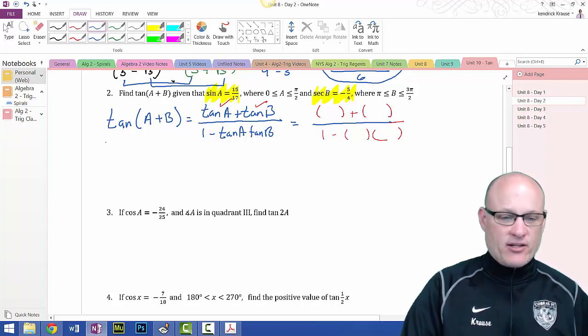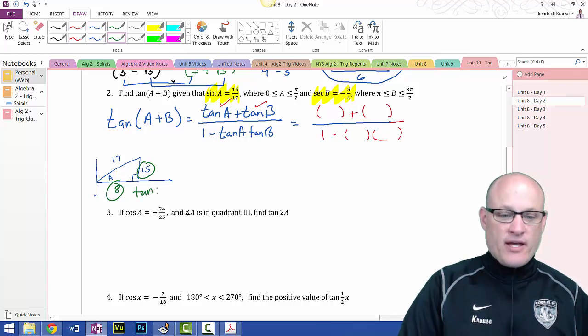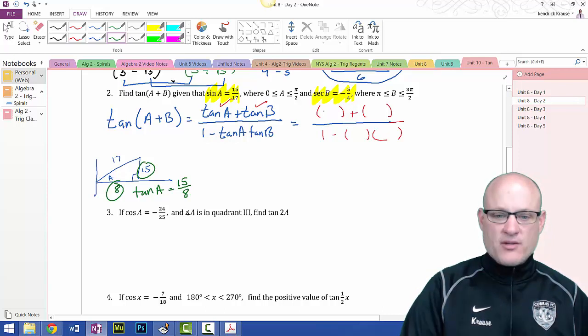Angle A is in the first quadrant, so we're going to draw a triangle in the first quadrant. We know that sine of A is 15 over 17. And if I do a little bit of math, I can find out that this is 8. So the tangent of A is 15 over 8. So I'm going to come up here, go 15 over 8.